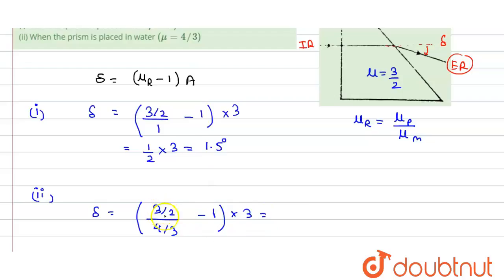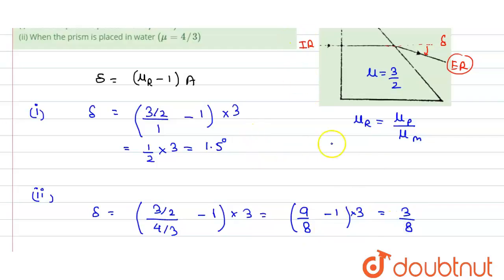Now if we calculate, what would this turn out to be? So 3 would be in the numerator. 3 multiplied by 3 would be equal to 9, 4 multiplied by 2 would be equal to 8, minus 1, multiplied by 3. If we take the LCM, it would turn out to be 8. So it would be 9 minus 8, which is equal to 1. So 1 multiplied by 3 would be equal to 3 divided by 8.